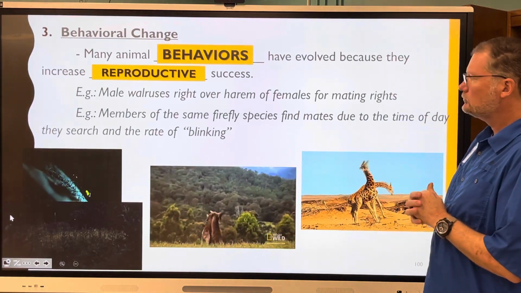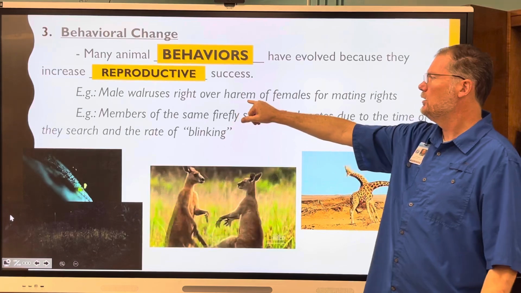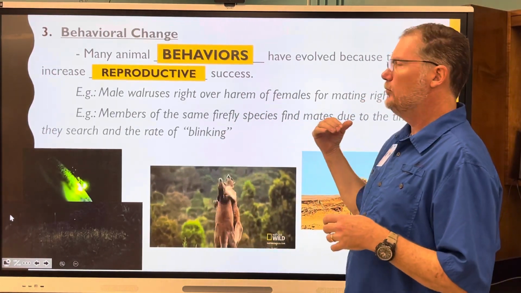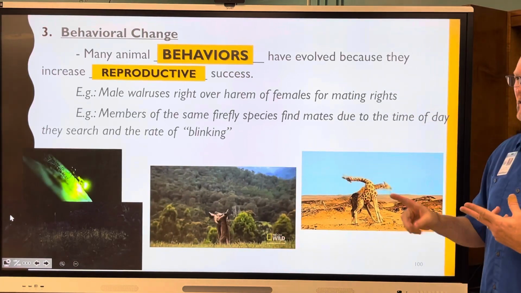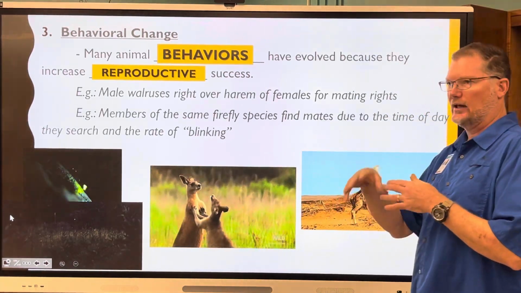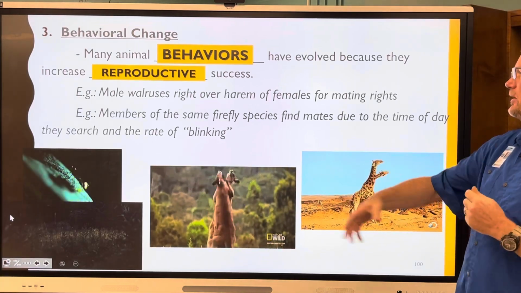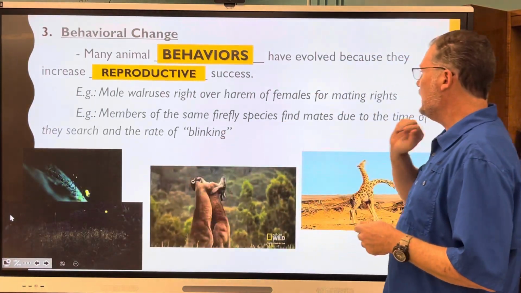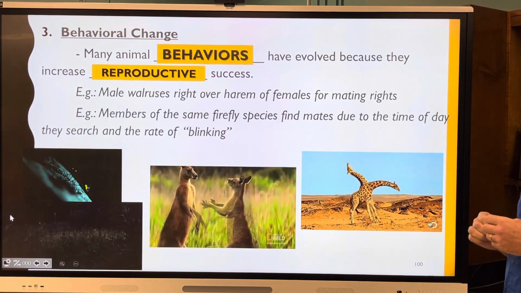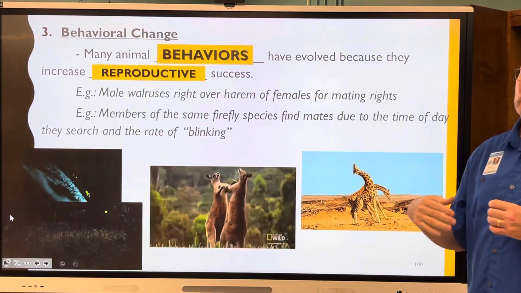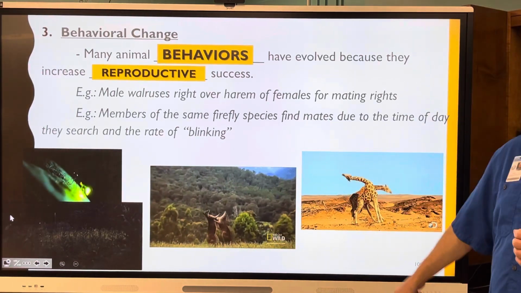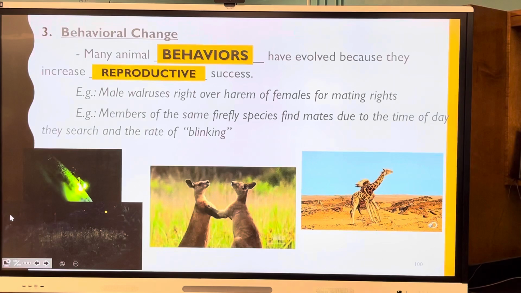But so you've heard of the word harem, where you have one male and many females. Many animals do that. Deer, elk, walruses, sea lions, lions, land lions, members of the same firefly species. They find mates due to the time of day they search and the rate of blinking. All of these adaptations are behavioral changes. Territorial battles, we've seen this picture before. We've seen the giraffes swatting each other.